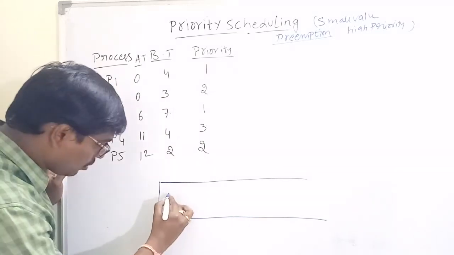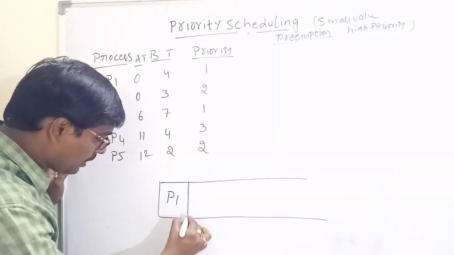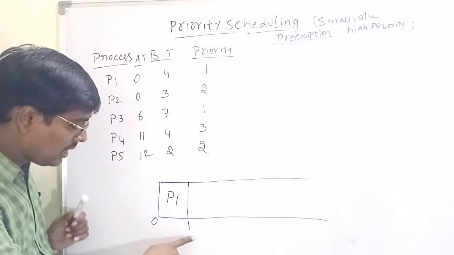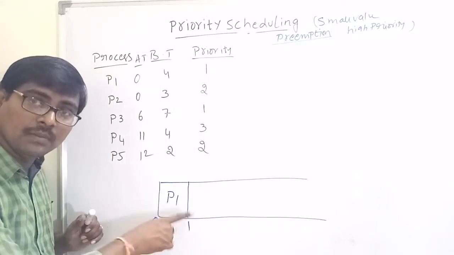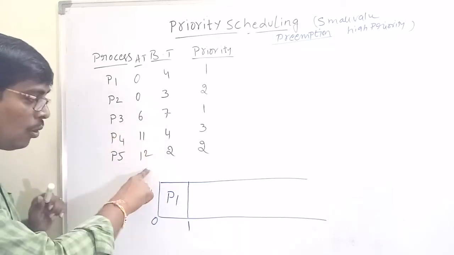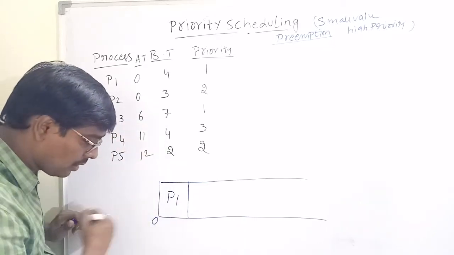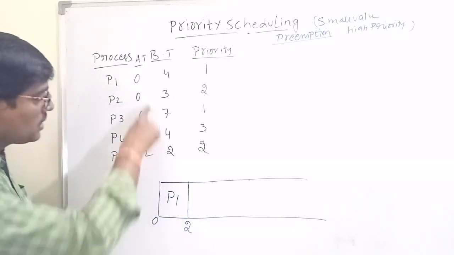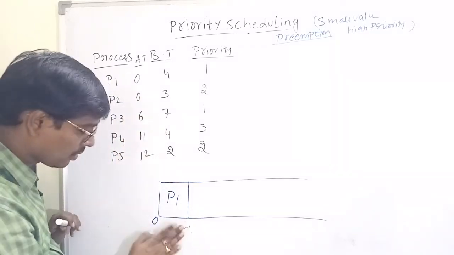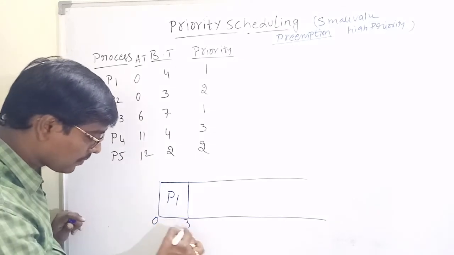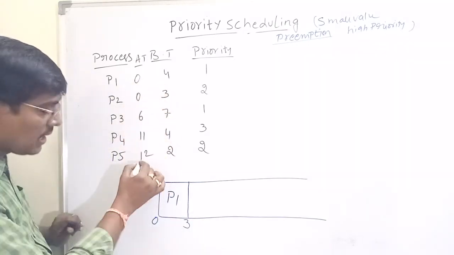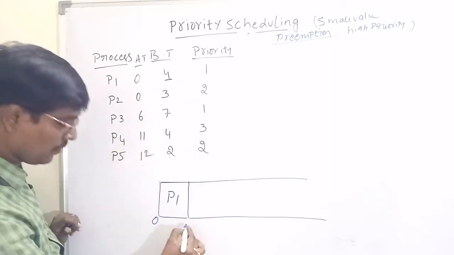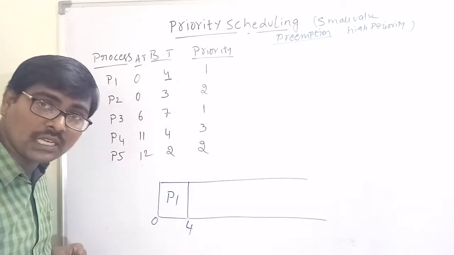Now what to do? P1 executes for 1 millisecond. Has any other process entered the system at the first millisecond? No. So execute 1 more millisecond, that is 2. Is any other process there at 2 milliseconds? No. Now 3. Is any process entered at arrival time 3? No. So what is the maximum burst time it requires? It requires 4. Now 4 is completed.